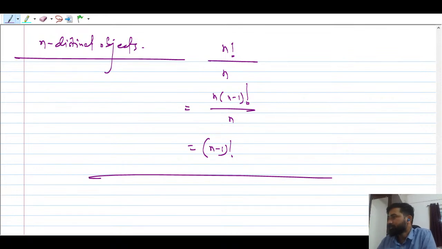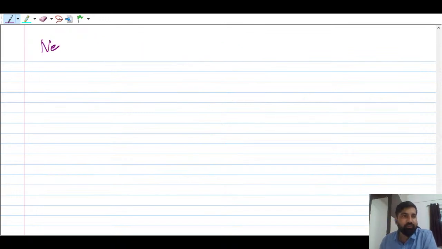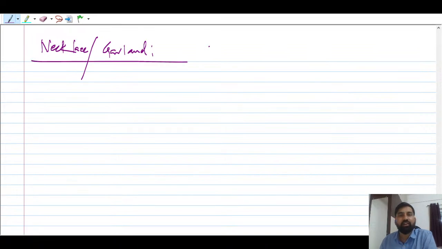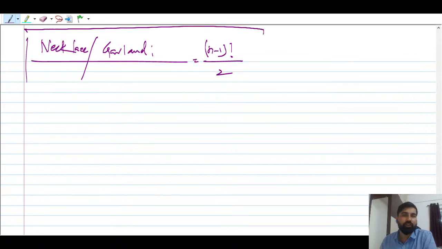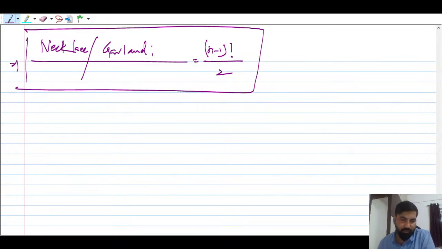Now, there are two cases. One is anti-clockwise, one is clockwise. If there is a concept called necklace, or you can say garland, in this case you have to go for n minus 1 factorial by 2, because if you go clockwise or anti-clockwise, both arrangements are going to be the same. So just divide by 2: n minus 1 factorial by 2.